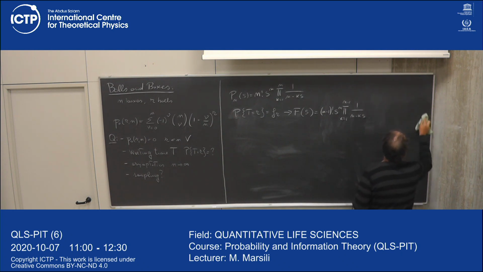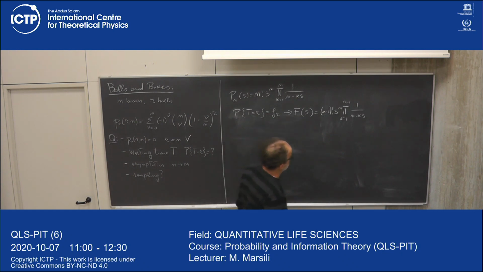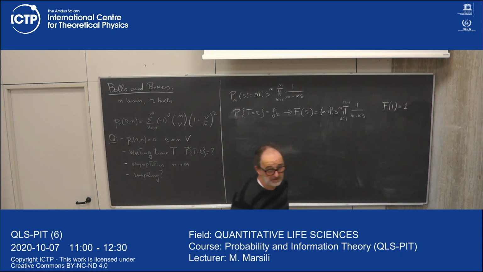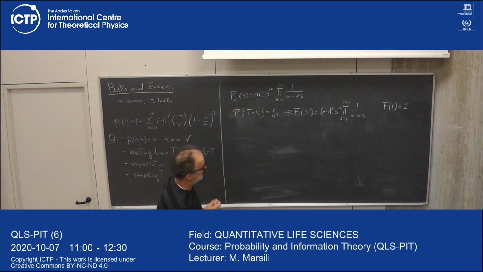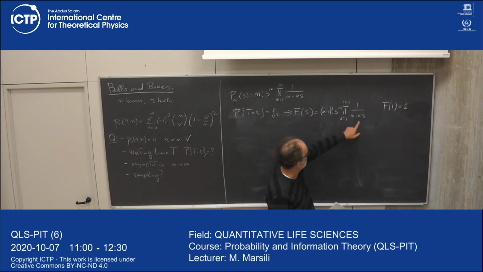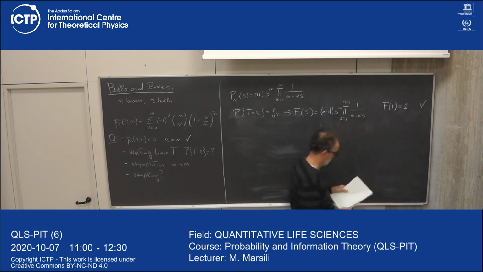So, very good. Again, a sanity check here is that f of 1 should be equal to 1. This probability should be normalized. When we set s equal to 1, this is 1, and this is 1, and this product just gives you 1 over n minus 1 factorial, so it cancels with this, so this is okay.